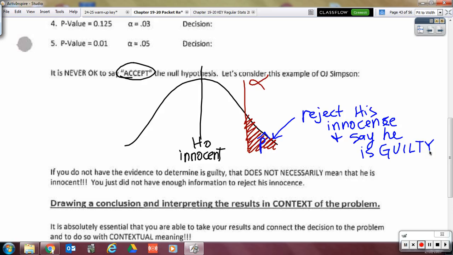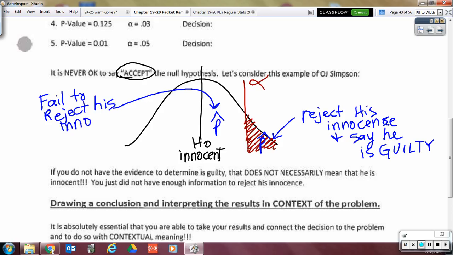Okay? However, look right here. What if I have that amount of evidence? If I have this amount of evidence, what can I say? Do I have enough evidence to reject his innocence? Okay. I fail. I am not able to reject his innocence. Does that mean that he is innocent?